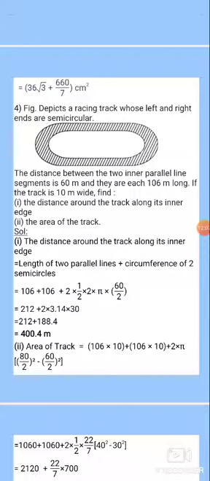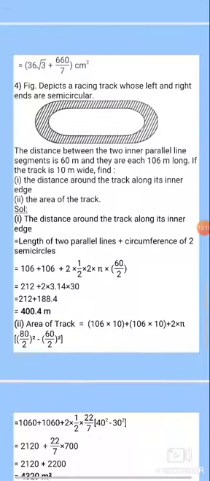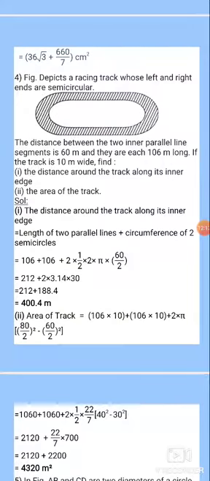Okay. Next, 106 into 10, 1060 plus 1060. Then 2 into half of, since it is a semicircle, both sides are there. So 2 into the above step, 1 half is there. Okay. So 2 into half into pi 22 by 7 into 80 by 2, which is 40 square, minus 60 by 2.